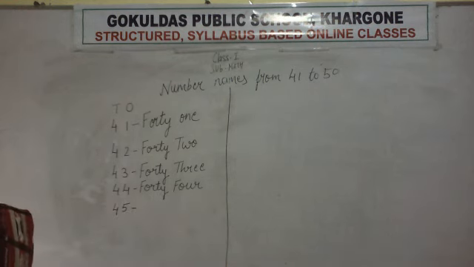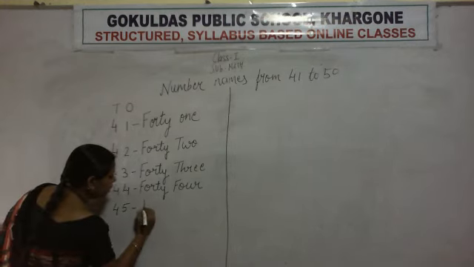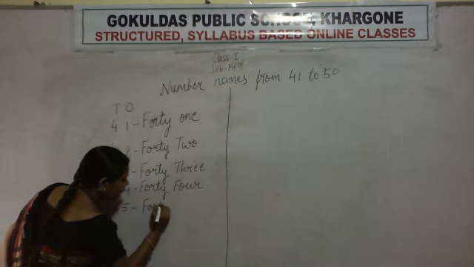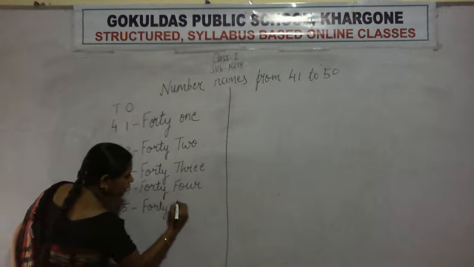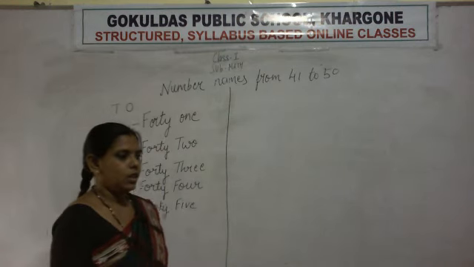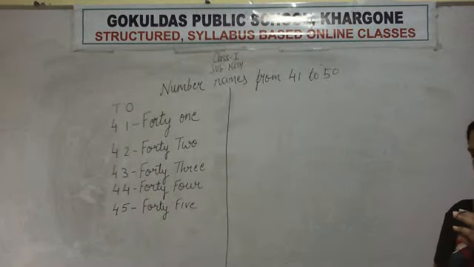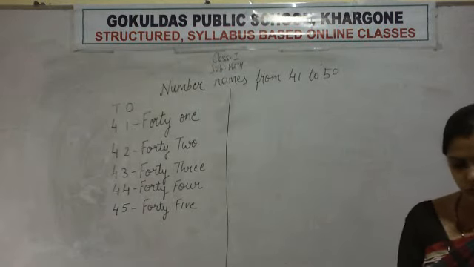45. So now next we will write the spelling of 45. Right. F-O-R-T-Y, F-I-V-E 5. 45. Write it fast. Write this much. Then we will write the next spellings. First complete it fast.